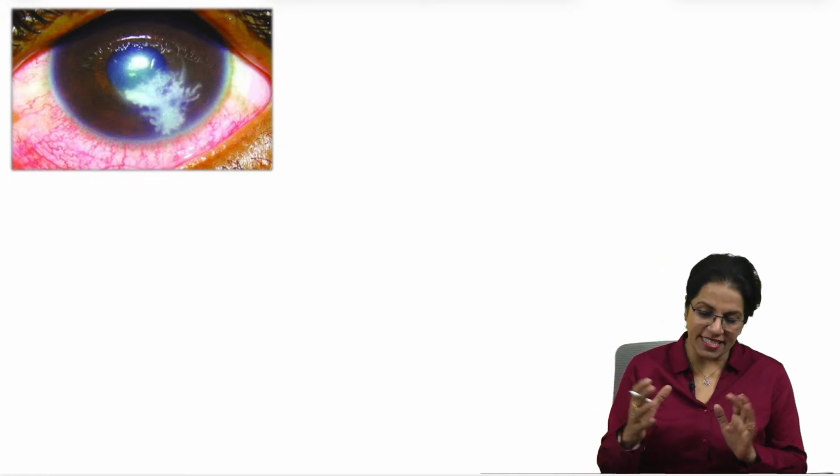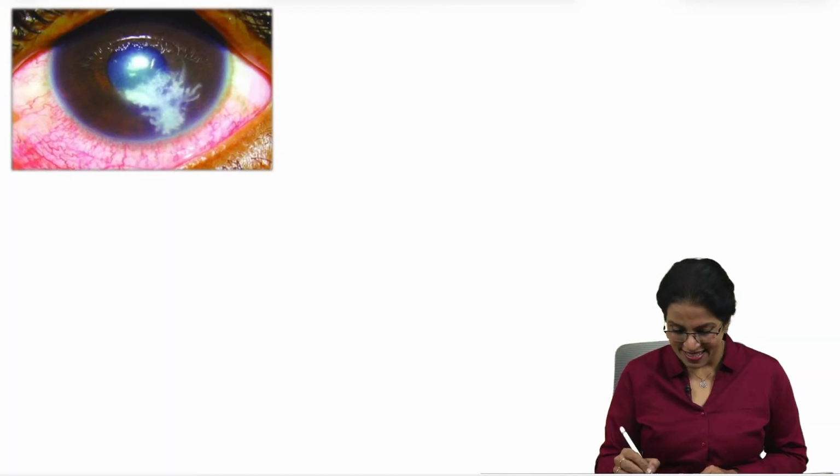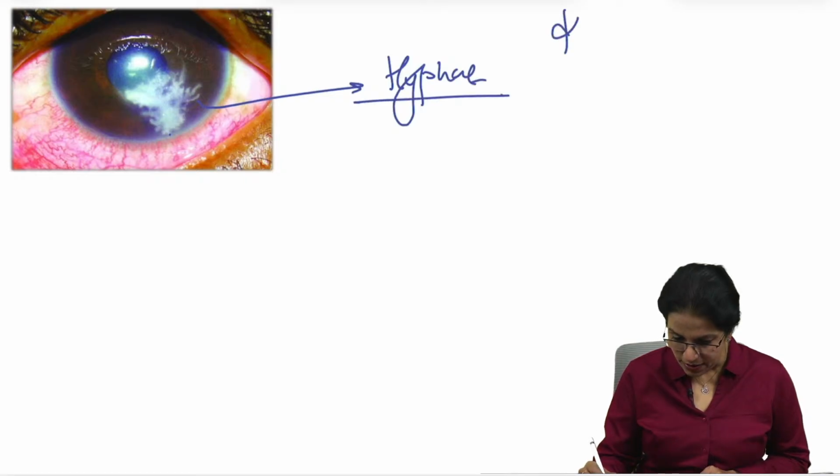Okay, we come to the next image, and what is this image? Sorry, I have to go quickly. We have some time limits here. When you talk about this image, all of you, we can see hyphae here. Yes, we are talking about keratomycosis.